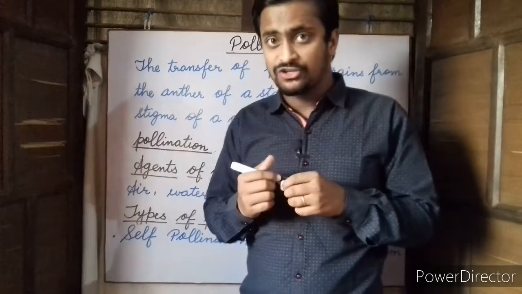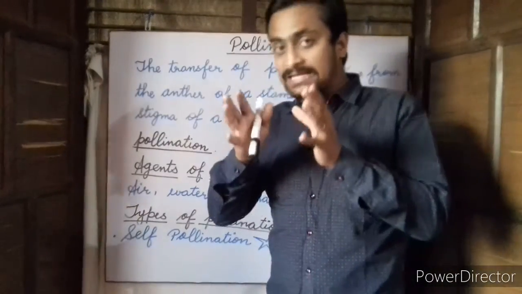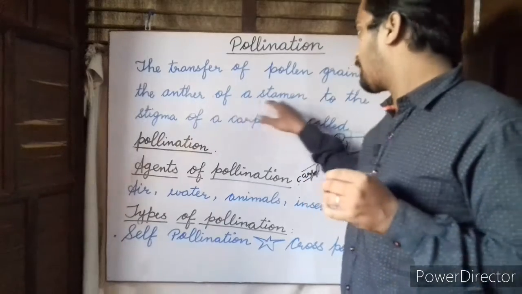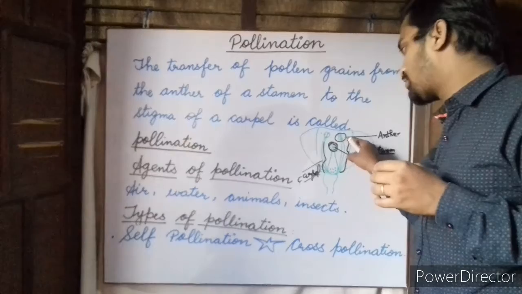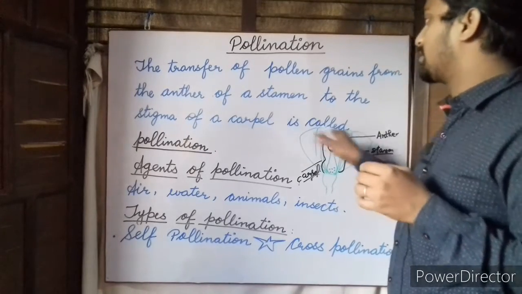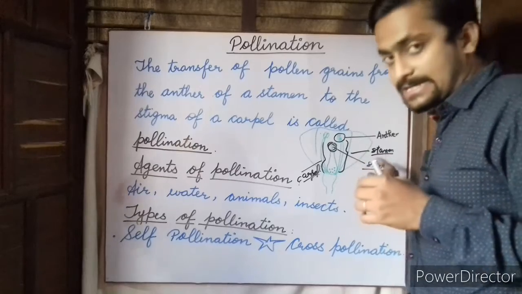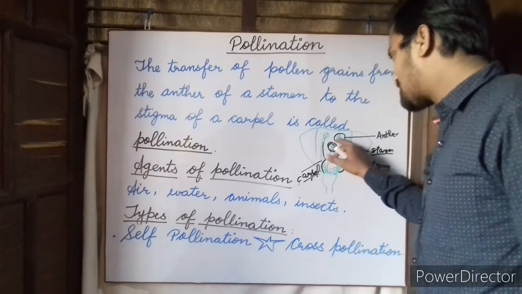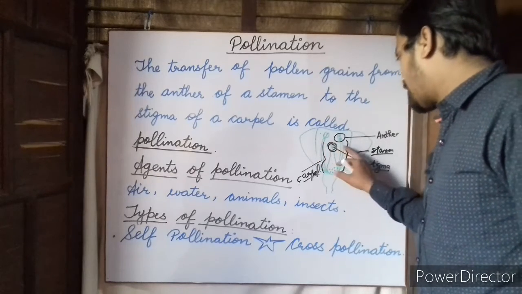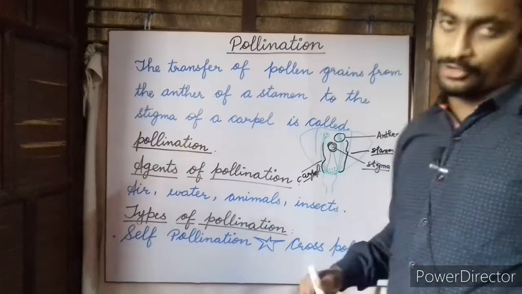What do you mean by pollination? The transfer of pollen grains, which is the male sex cells, from the anther of a stamen. Where is the anther? This part, a sac-like structure, is called the anther of a stamen. This whole reproductive part is called the stamen. To the stigma of a carpel. Stigma, this is the sticky part, and this whole female part is called the carpel.